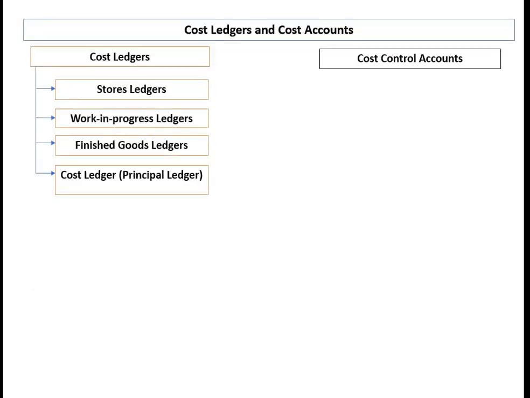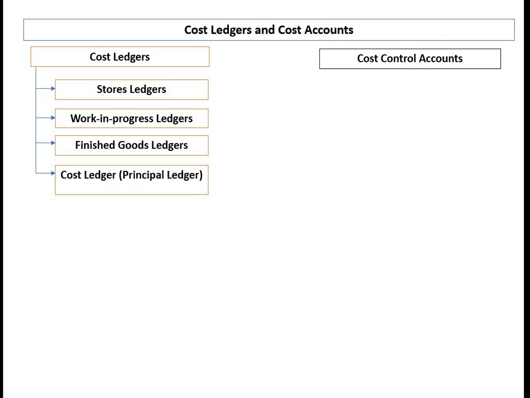So what are the different cost ledgers we prepare under cost accounting? You see store ledgers. Let's say you have different stores of different raw materials and different production lines. In this case, one store is, let's say, in factory A, the second in factory B, the third location or fourth location, and so on. Similarly, work in progress ledger, finished goods ledger, and cost ledger.